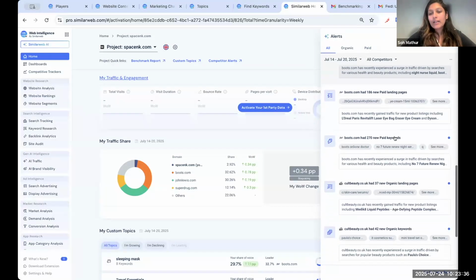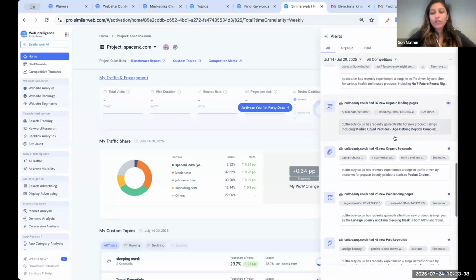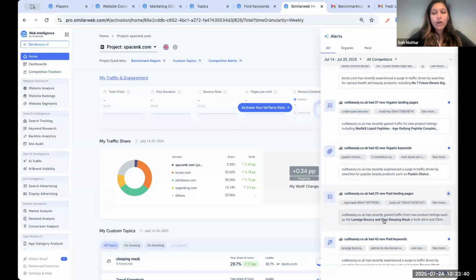So one of the things that I noticed was that Boots and John Lewis and Cult Beauty, they're all talking about this sleeping mask, which seems to be something that's trending in the last week or two. They've introduced new landing pages and they've introduced new paid landing pages, which means they're going big on this category. They're bidding on these terms. They want to get more traffic and hence more conversions for sleeping masks specifically.